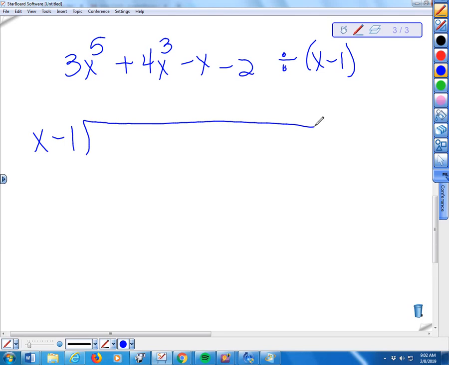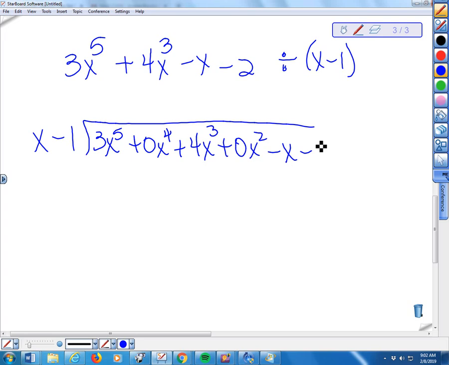And with this problem, remember, if it starts at 5, it has to go down sequentially by 1. If it doesn't, you have to put a placeholder in. So do you see how I'm missing an x to the 4th and an x squared term? Okay, so I'm going to put in 3x to the 5th plus 0 x to the 4th plus 4x cubed plus 0 x squared minus x minus 2. I have to put placeholders in for the missing exponents. And when I start this, the only thing I'm worrying about is this first term and what times this first term is equal to this first term.